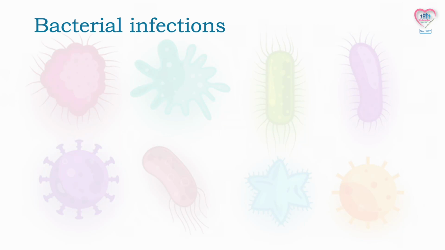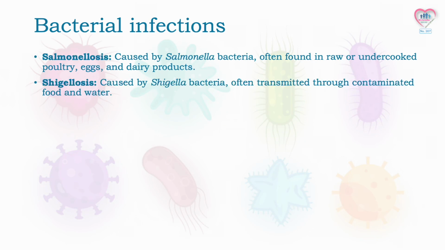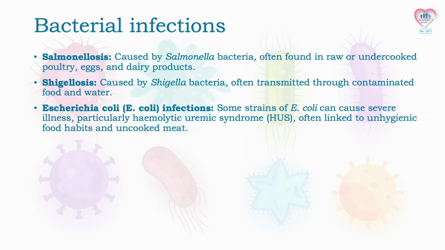The following list describes bacterial infections that can be transmitted through food and water. Salmonellosis, caused by Salmonella bacteria, often found in raw or undercooked poultry, eggs, and dairy products. Shigellosis, caused by Shigella bacteria, often transmitted through contaminated food and water. Escherichia coli infections. Some strains of E. coli can cause severe illness, particularly hemolytic uremic syndrome, often linked to unhygienic food habits and uncooked meat.